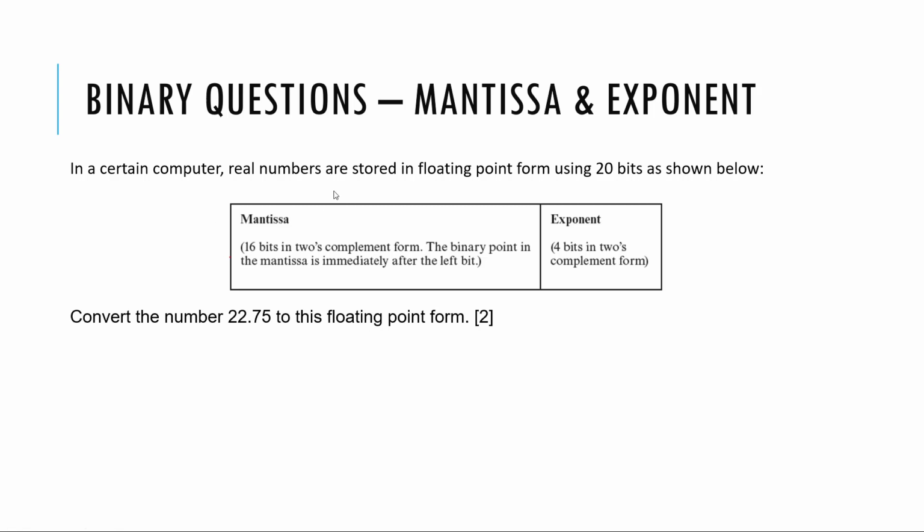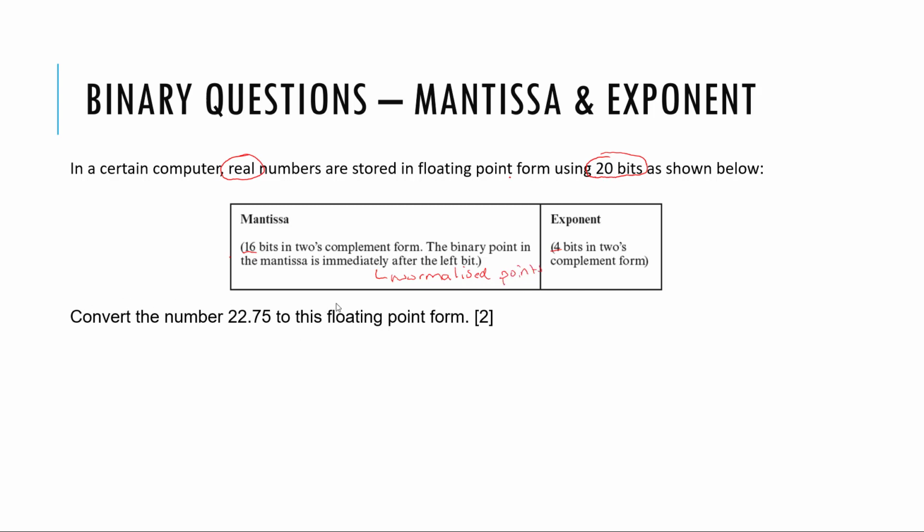Read the question. In certain computer systems, real numbers, which are just floating point numbers, are stored in floating point form using 20 bits. 16 for the mantissa and 4 for the exponent. The 16 bits are in 2's complement form, which means the most significant bit is a negative number. I'll show you that later on. The binary point in the mantissa is immediately after the left bit. That is explaining normalized points.